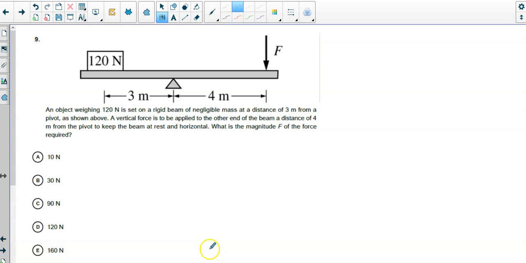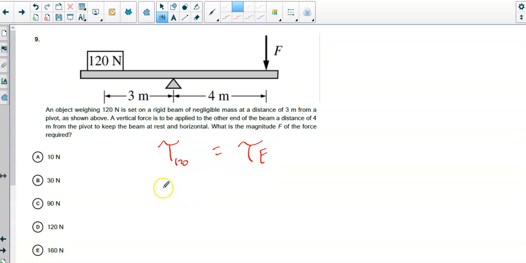An object weighing 120 newtons is set on a rigid beam of negligible mass at a distance 3 meters from a pivot as shown above. A vertical force is to be applied at the other end of the beam, a distance of 4 meters. Alright, so if the last question was difficult, this one should not be that difficult. The torque by the 120 thing should equal the torque by the force that you apply.